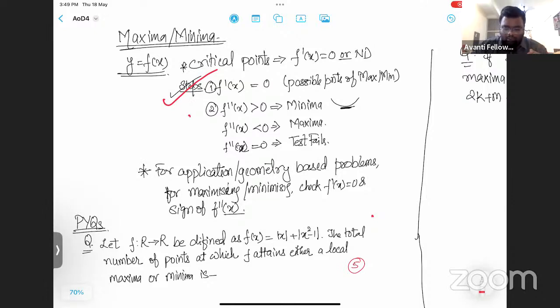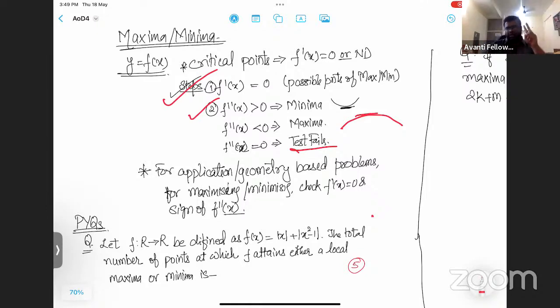Step 2, check the double derivative. If f double dash x is greater than 0, then there will be a minima, concave up. If f double dash is less than 0, then there will be a maxima, concave down. And if f double dash is equal to 0, the test fails. We cannot comment. As simple as that.